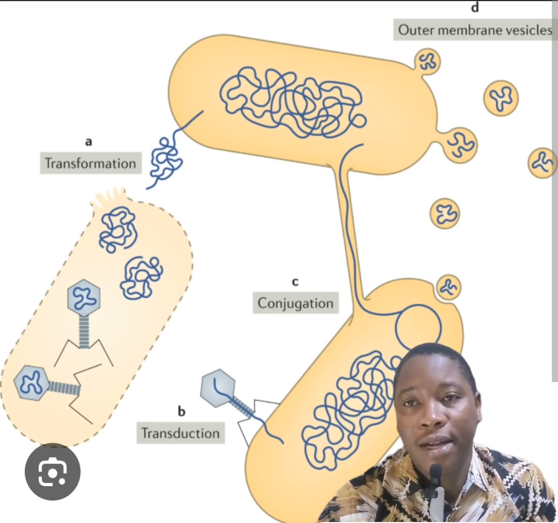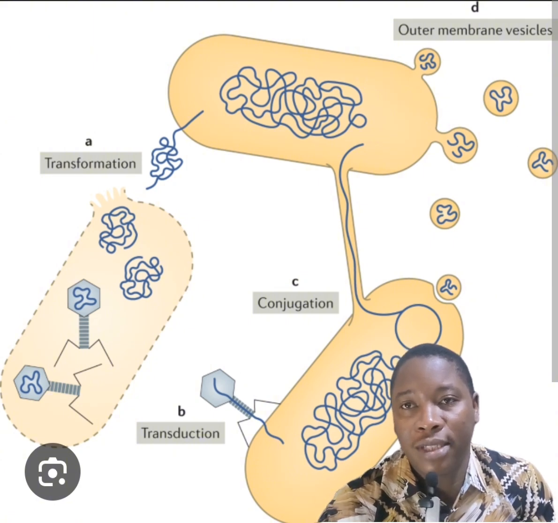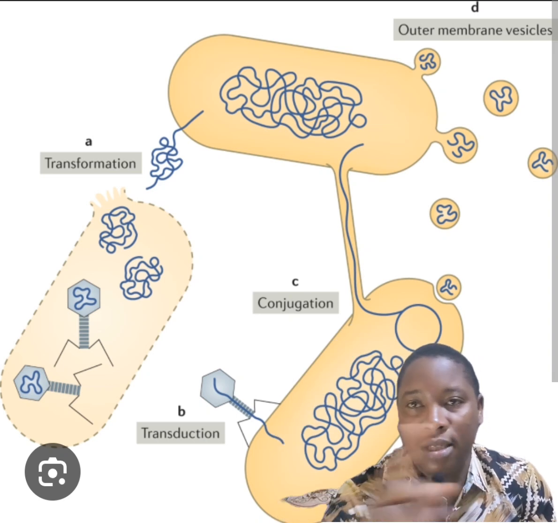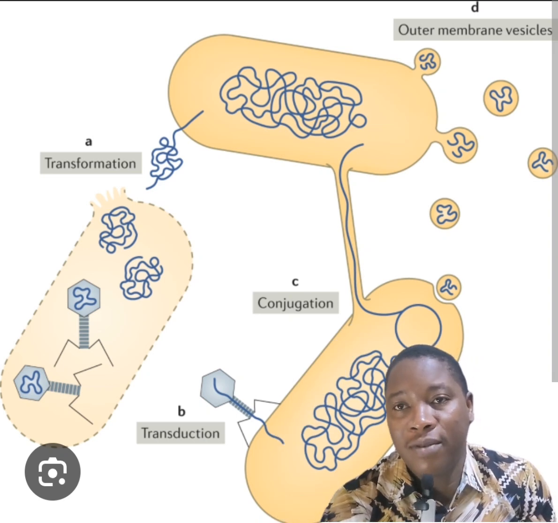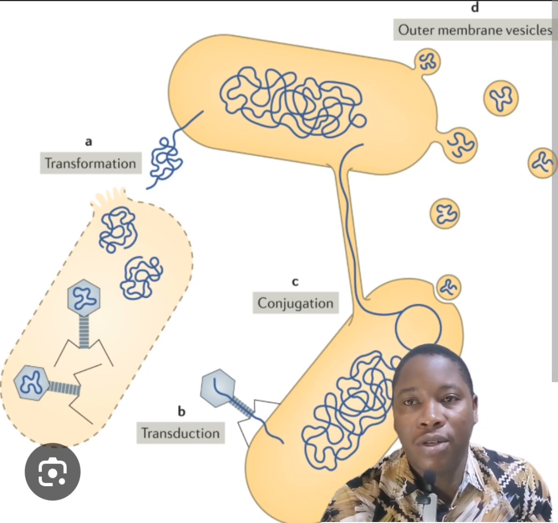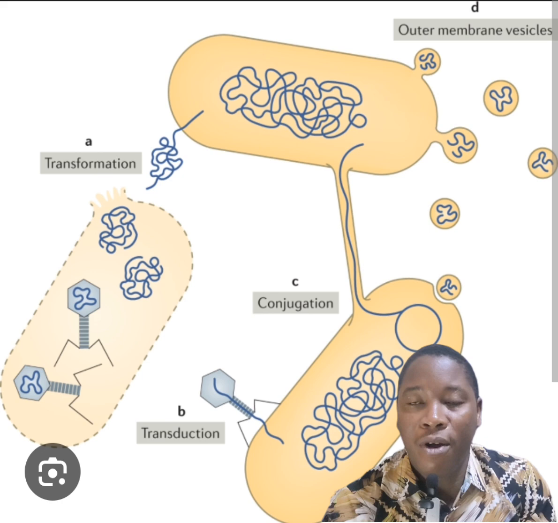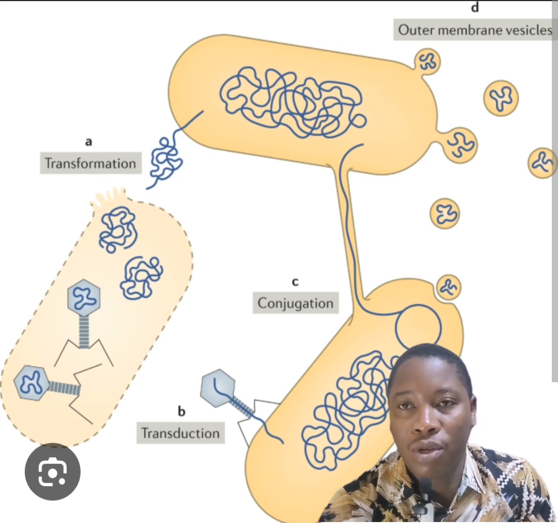Now, in bacteria, there are two types of transfer of genetic materials. There's what you call a vertical transfer and a horizontal gene transfer. Vertical is up to down, horizontal is sideways. When you talk about a vertical gene transfer in bacteria, you're just talking about the transfer of genetic materials, the genetic constitution, genetic composition from the mother to her two daughter cells.